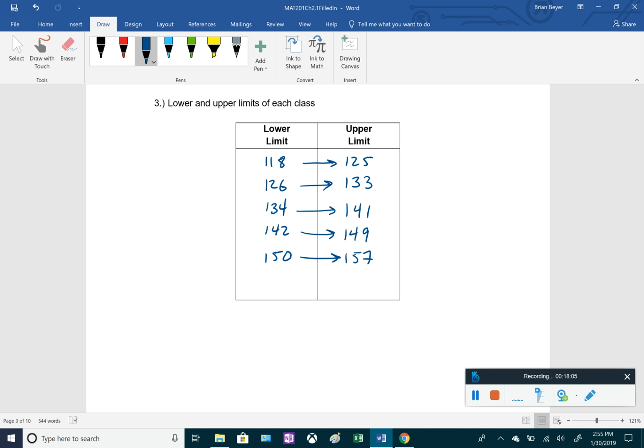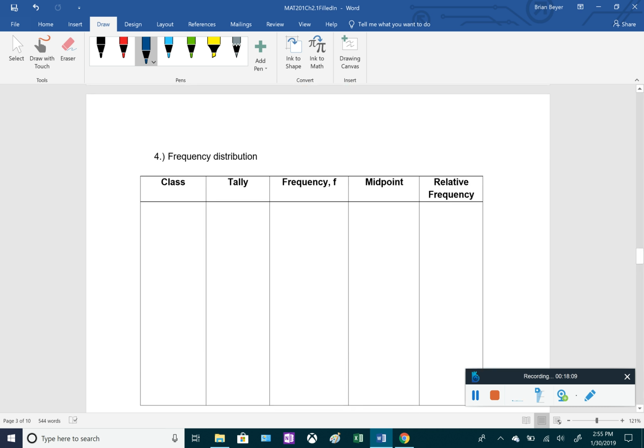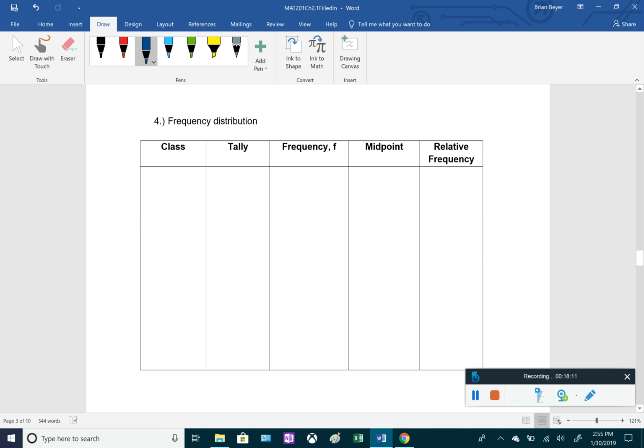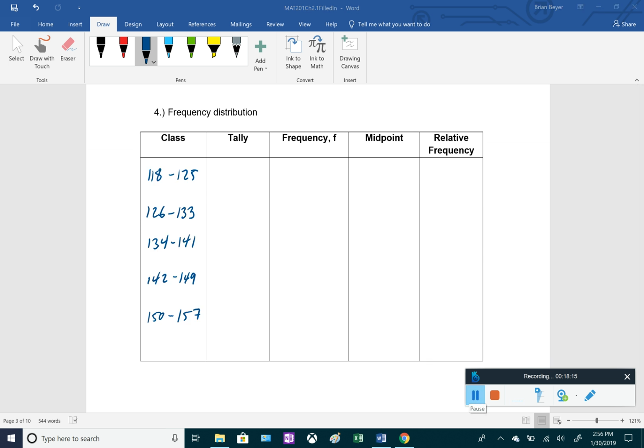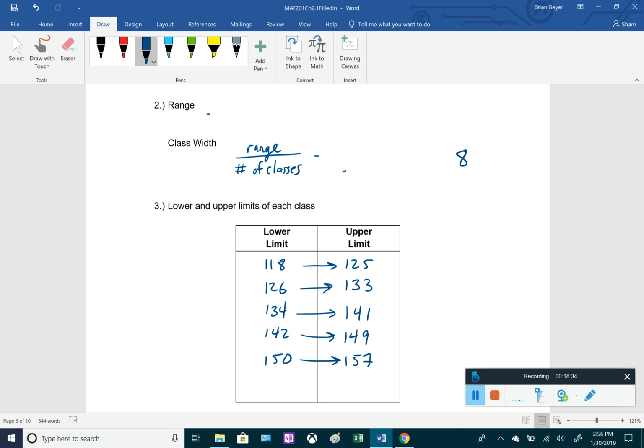So let's create this frequency distribution with the midpoint and relative frequency on here. I'll fill in the classes real quick. So here are all the classes from what we just wrote down. Now we would go back up to the data and we would tally for the first class here, 118 to 125. We would count how many data entries fall within that interval. I'm just going to do it for that one, and then I'll fill in the rest of them.